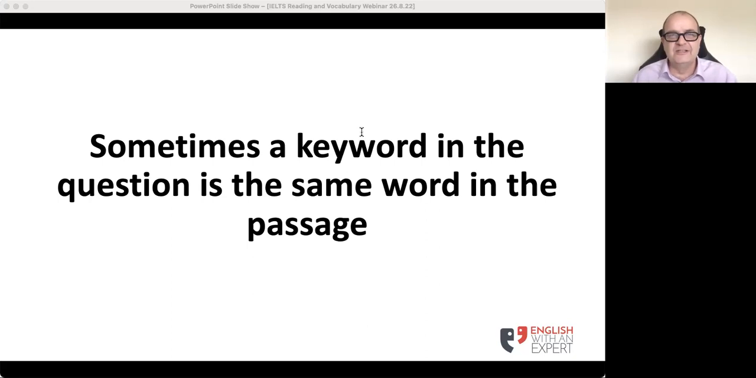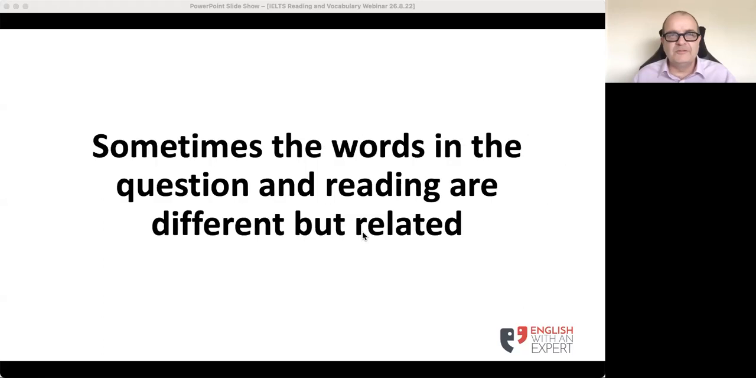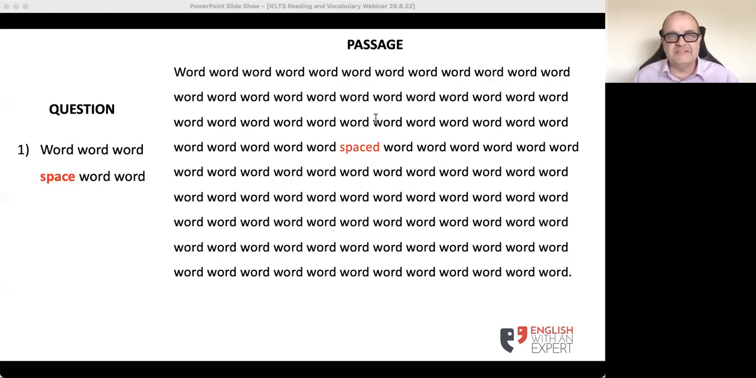Now, sometimes the key word in the question is the same as the word in the passage, in which case it's easy, right? It could be the word space in the question, and it's the word space, as you can see in red on here, in the answer. Sometimes the words in the question and the reading are different, but they are related. So it's still quite easy. And here's an example: space and spaced. Any idea what spaced means? Anyone got any idea about spaced?